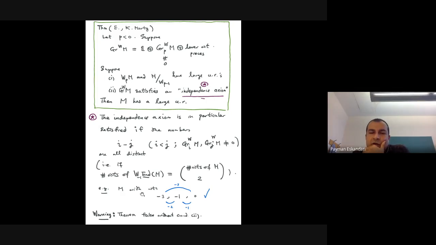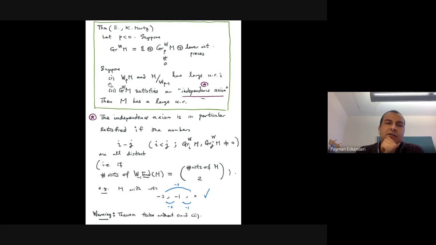Now, you have a motive with some weights. Suppose that the pairwise differences of these weights are all distinct. For example, if my weights are minus 3, minus 1, and 0, the pairwise differences would be minus 1, minus 2, minus 3. They're all distinct. If my weights are nicely distributed so that that condition holds, then this independence axiom is actually guaranteed.